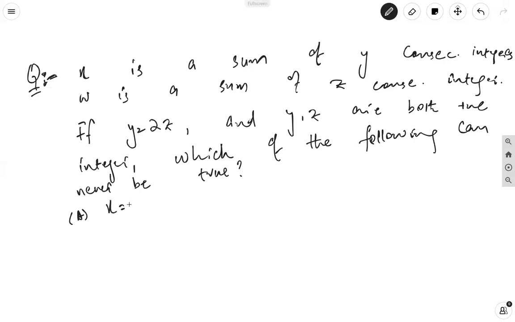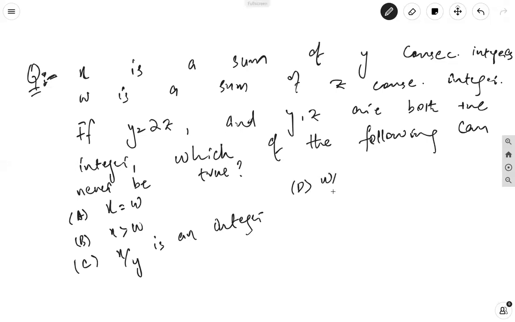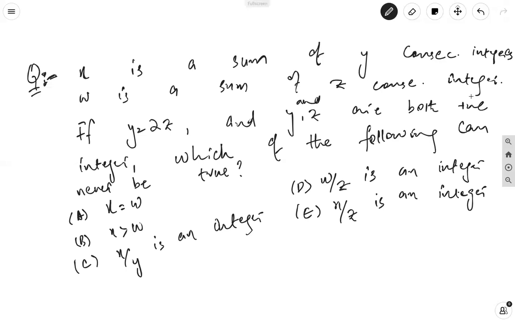Option A is x is equal to w. Option B is x is greater than w. Option C is x over y is an integer. Option D is w over z is an integer. And option E is x over z is an integer. I will repeat my question: x is a sum of y consecutive integers, w is a sum of z consecutive integers. If y is equal to 2z and y and z are both positive integers, which of the following can never be true?